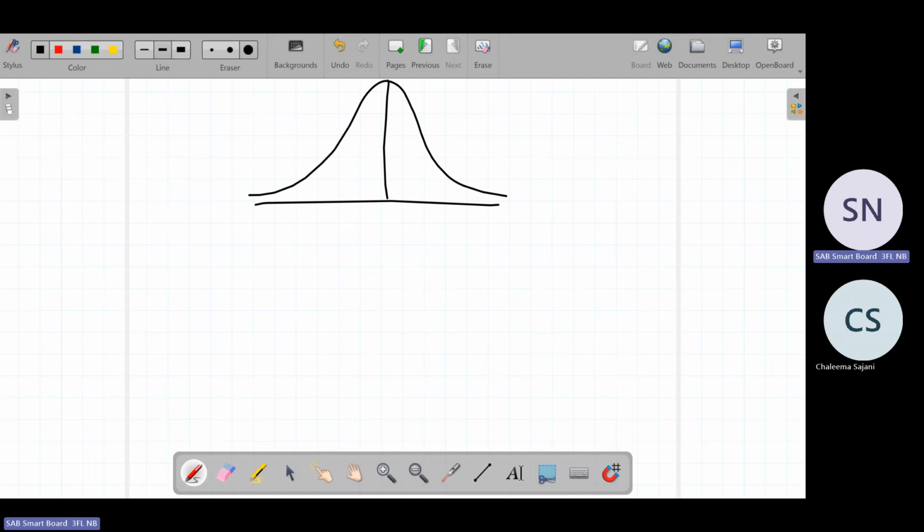This curve we call the normal curve. The area under this normal curve represents what? Probability. Area, you know.